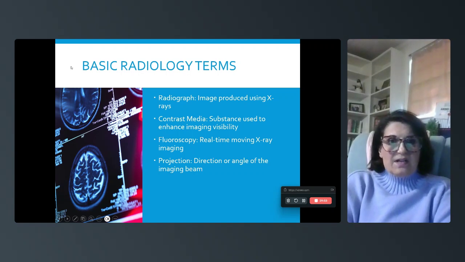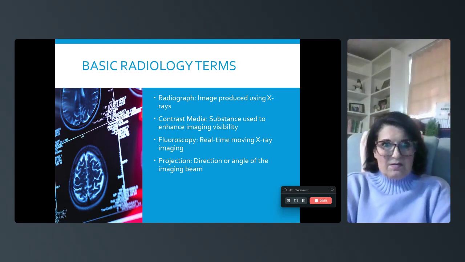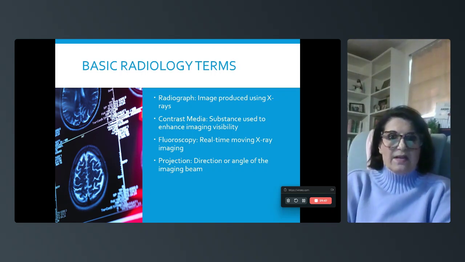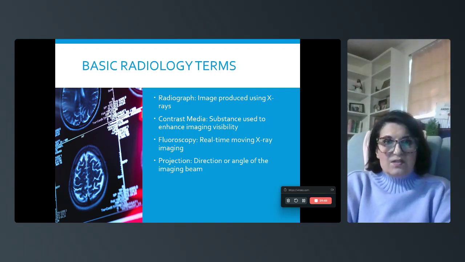Today we're just going to talk about some basic radiology terms. So you're going to hear these words when you start to look up the radiology codes. So you have the radiograph, and that's an image produced using x-rays.